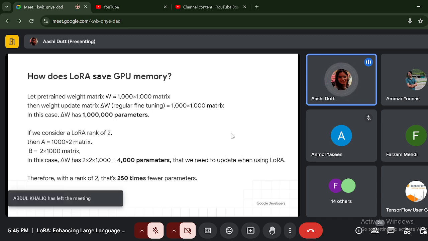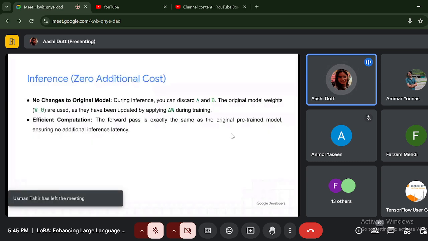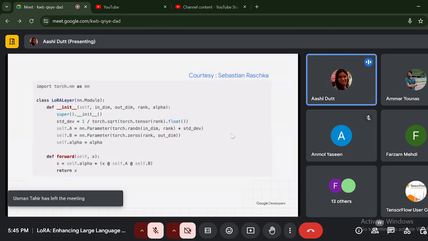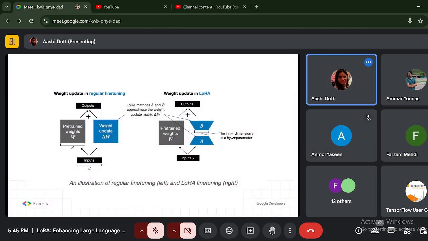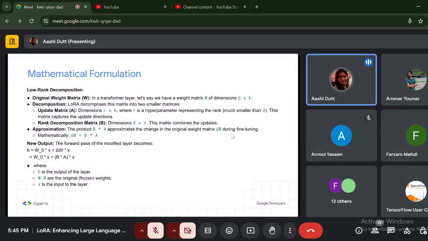But if you're using LoRA, A and B have different sizes. We have already talked about it. What's the size of A and B here? The size of A is R cross K, if W has dimension D cross K. In our case, W has dimension 1000 cross 1000, so K is 1000 and D is 1000. So R cross 1000 is A and 1000 cross R is B. Let me go back.